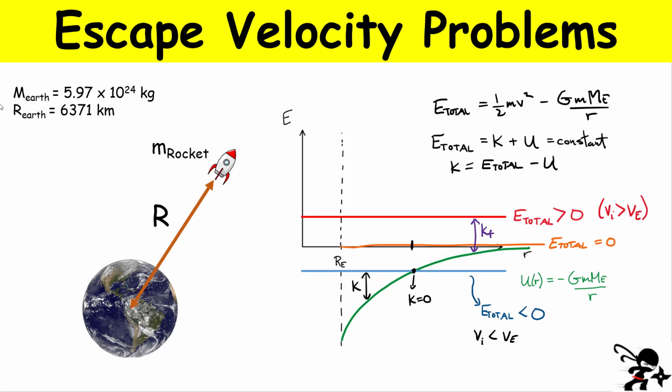So this is how you interpret things on an energy versus distance figure such as this one. Total energy is always represented by straight horizontal lines. Gravitational potential energy is represented by the green line, and kinetic energy can be calculated as the delta, or the difference between both of those, depending on the situation that you're dealing with.